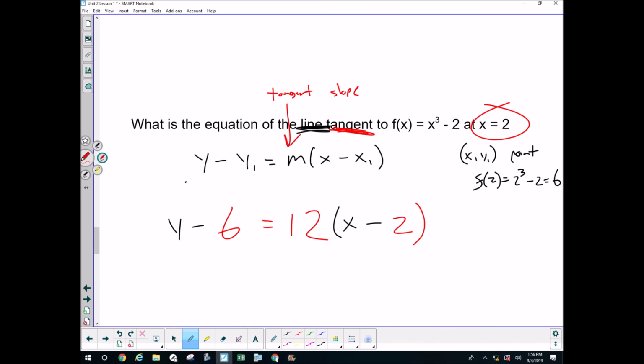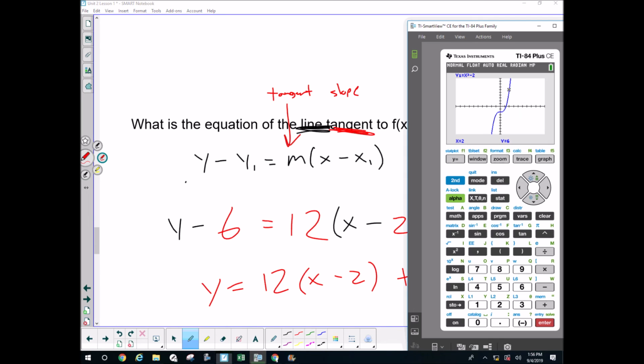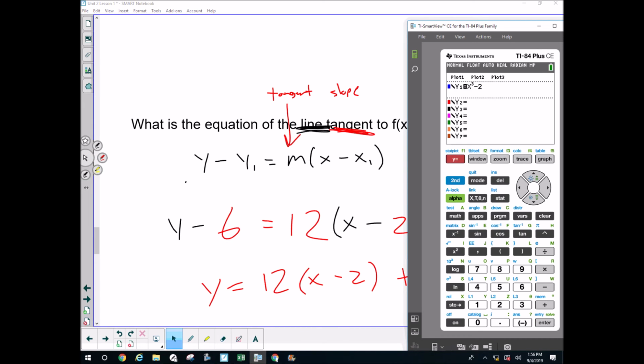Now, I do not have to solve for y to graph this. I'm okay with you guys just pushing the 6 over to the right side by adding 6, leaving it like that. You can then, in your calculator, graph y equals 12 times x minus 2 plus 6. Oh, beautiful. We just did that.